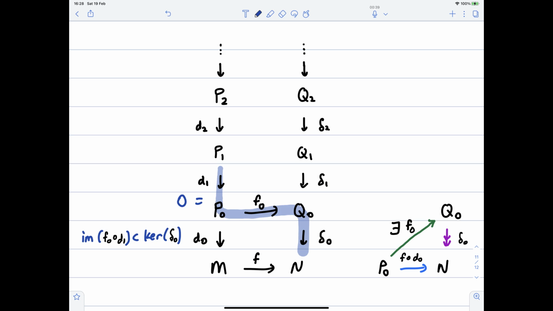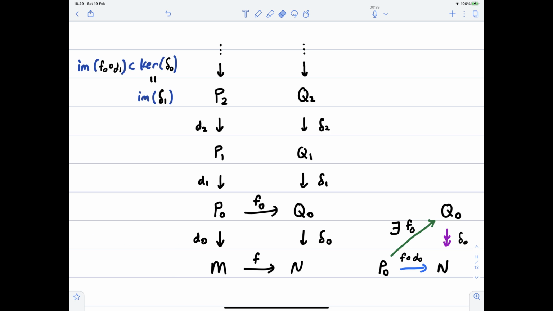In that, the kernel of delta 0 is exactly the image of delta 1, because Q is a resolution of N. And again, declutter our diagram and make a little bit more room. Now consider the composition from P1 to Q0. We'll put this composition off to the left. And we can view this map as having a different codomain, namely the image of delta 1. Delta 1 maps Q1 surjectively onto its image.